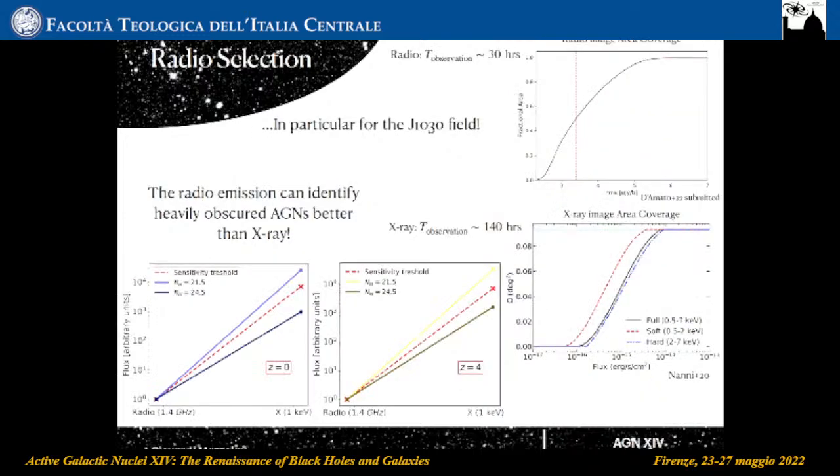This is true in particular for the J1030 field and for the quality of the data we have. Considering the sensitivities of the X-ray and radio images, which needed very different times to be taken, and taking the ratio between the radio and X-ray flux of an average radio-quiet AGN, we can see that obscured sources will be primarily selected by their radio emission, while the opposite is true for unobscured AGN. And this is true both for the local universe and for the high-redshift universe.